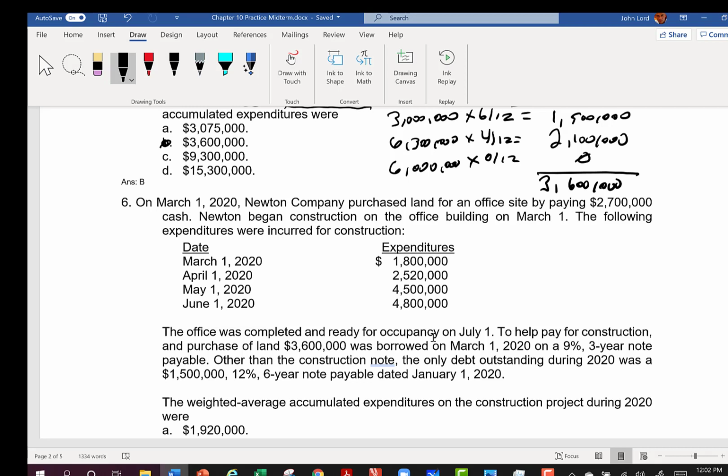3,600,000 that was basically to help pay for construction.